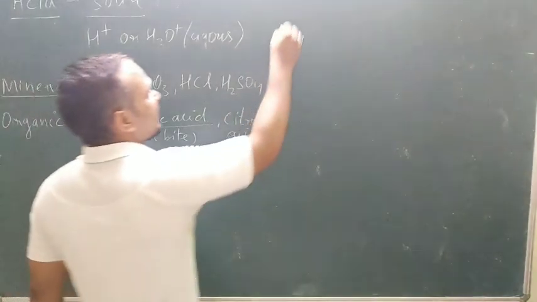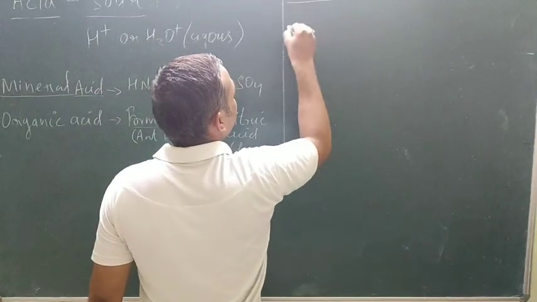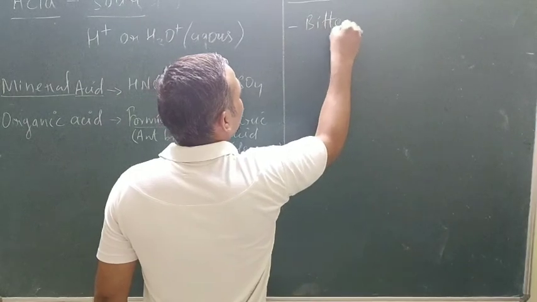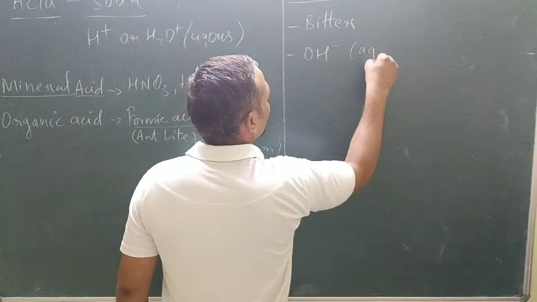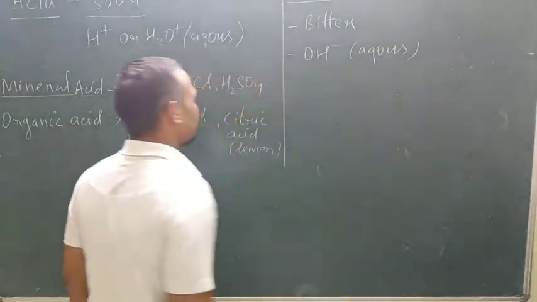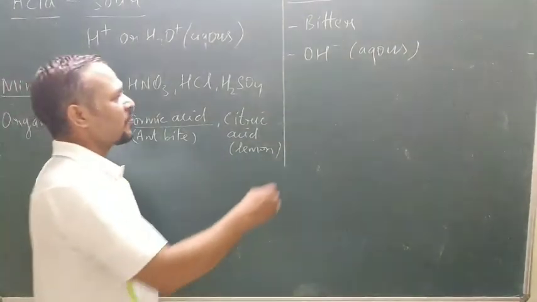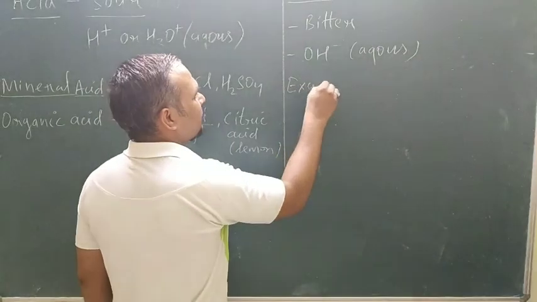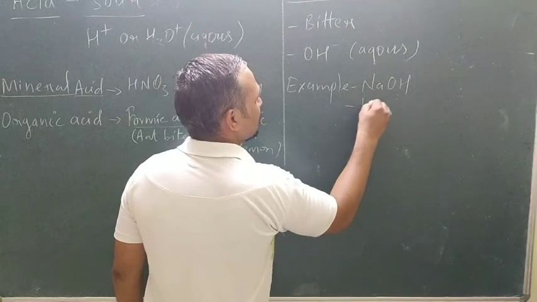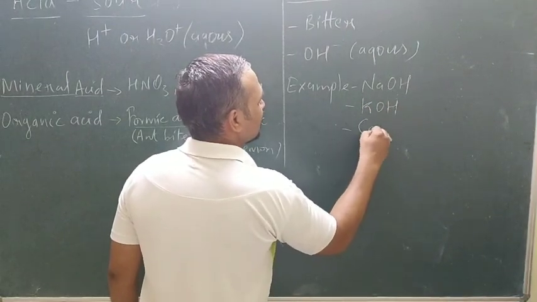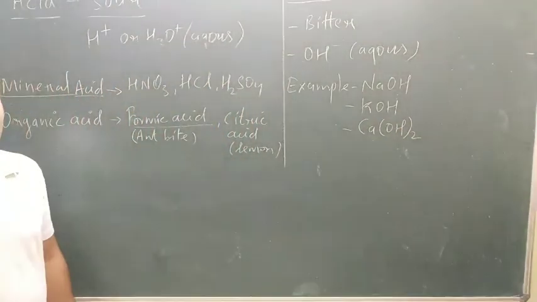On the other hand, if we talk about bases, they are bitter in taste and they give OH minus ion in the aqueous solution. Is it clear? Now, examples are like sodium hydroxide, potassium hydroxide, calcium hydroxide. They all are bases, right?